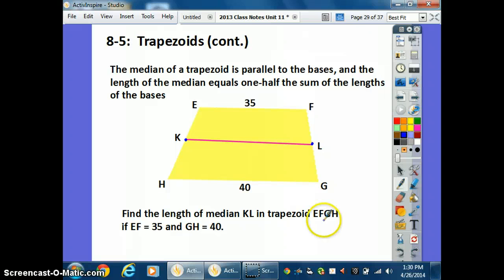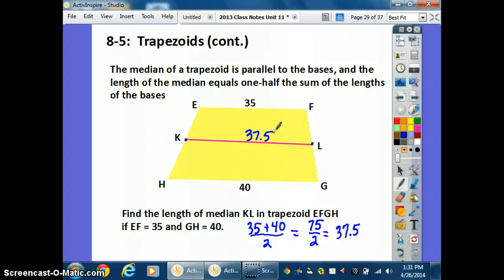Find the length of KL if EF is 35 and GH is 40. So 35 plus 40, I add them together and I divide it by 2. We're just averaging these lengths, finding the average. Let's see, that's 75 divided by 2. I think that's 37.5. So this is 37.5 in length.